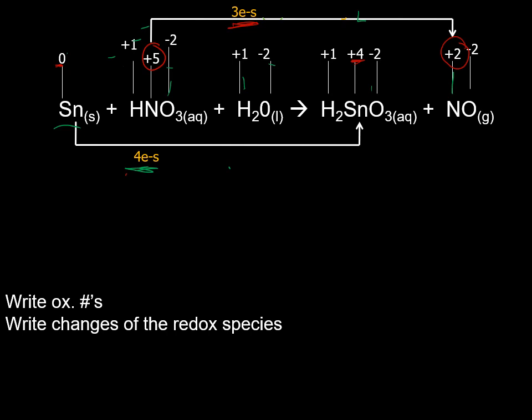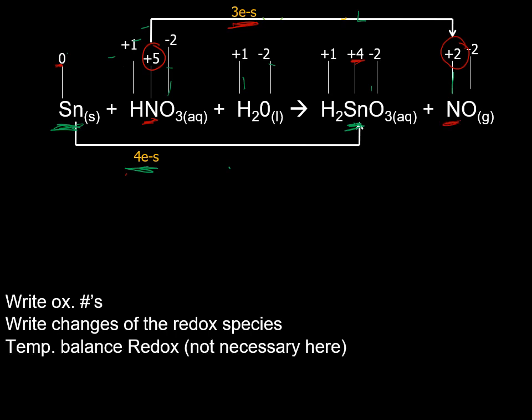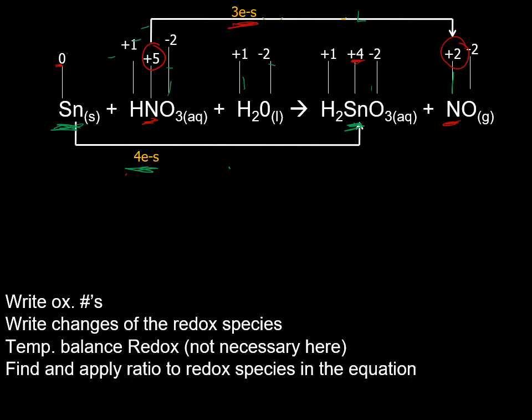We do also want to make sure that our species are balanced, so we can see that our redox species, the tin, there's 1 on the left-hand side and there's 1 on the right-hand side, so that is good. Our nitrogens, we have 1 on the left-hand side and 1 on the right-hand side, also good. So if we needed to, we would temporarily balance them. So let's say we had 2 tins on the right-hand side, then we could temporarily put a coefficient of 2 in the front there. We don't have that, so we don't need to worry about that for this question.